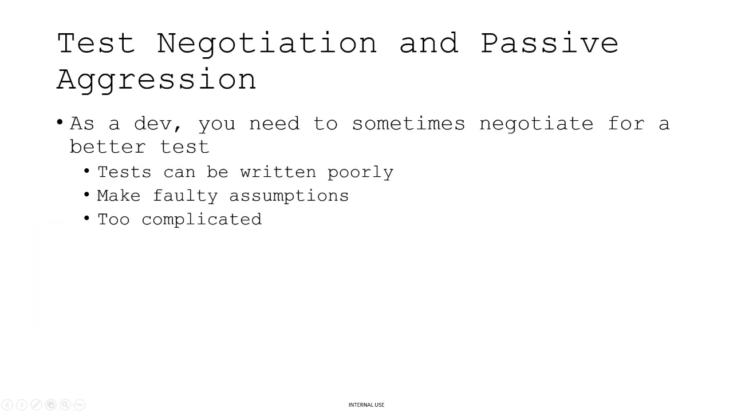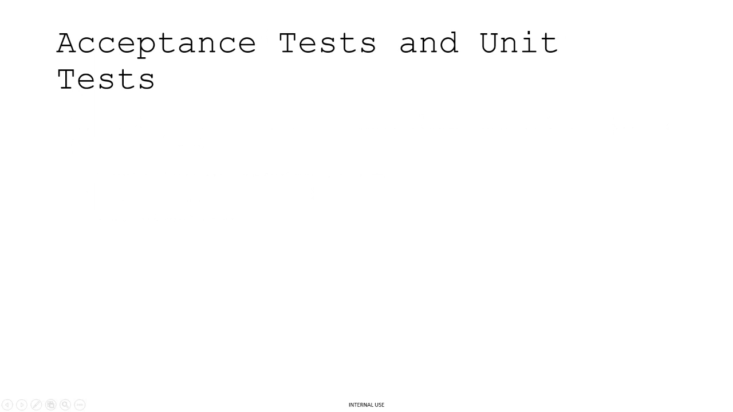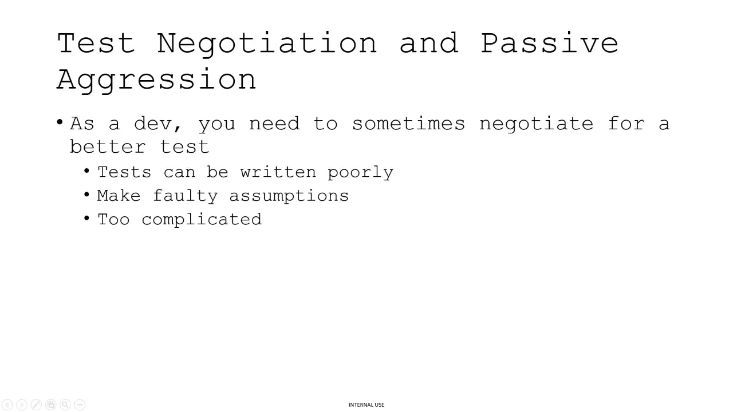Next, test negotiation and passive aggressiveness. As a dev, you need to sometimes negotiate for a better test. This doesn't mean you just accept every acceptance criteria, because sometimes tests can be poorly written, they can make faulty assumptions, they can be too complicated.